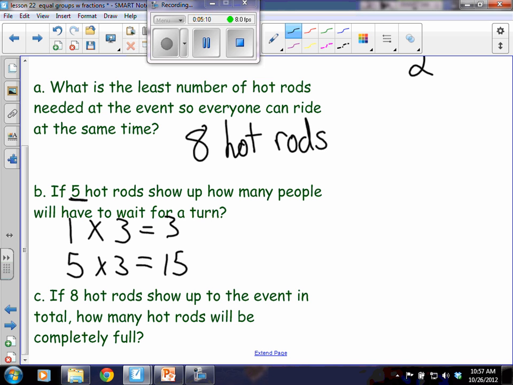From there, we can now take our total number of people, which was 23, and we can subtract the 15 people who are going to be able to ride right away. And so we're going to subtract 23 minus 15. To get that 3 out of there, we're going to borrow to make that 13. 13 minus 5 is 8, and 1 minus 1 is 0. And so in the end, 8 people will continue to wait.